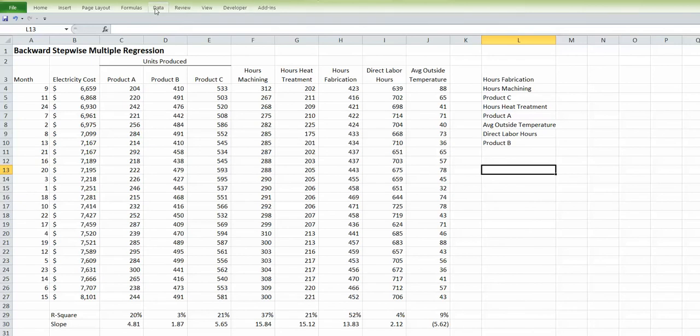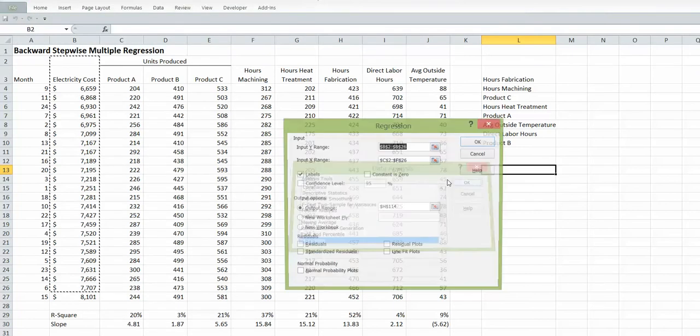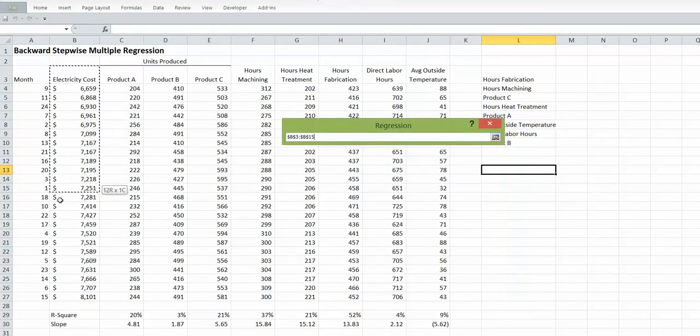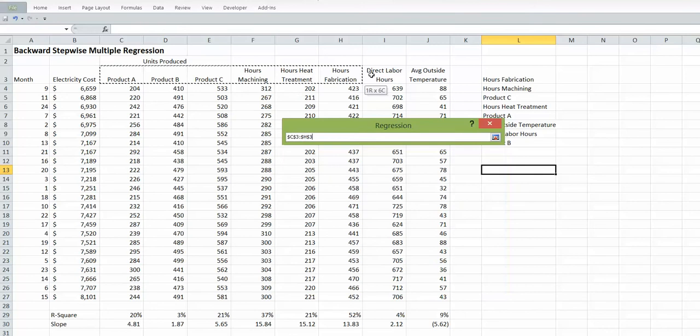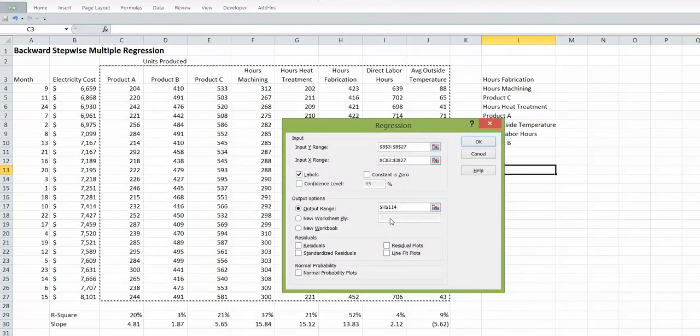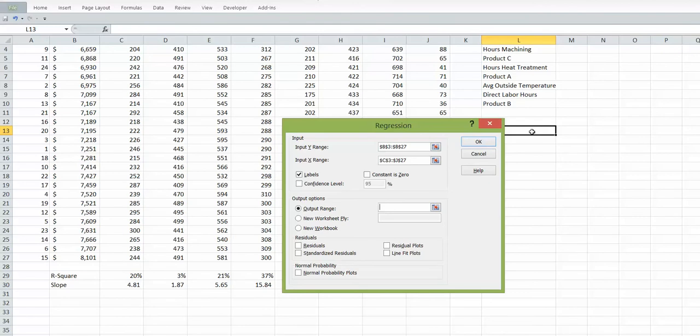We come up to data, data analysis, regression, and again we are trying to predict our electricity cost. We're going to include electricity up top, we're going to include a label, and we are going to try to predict it using all of our independent variables. And in terms of our output, let's put our output to begin with up here near the top of our worksheet in cell L13.